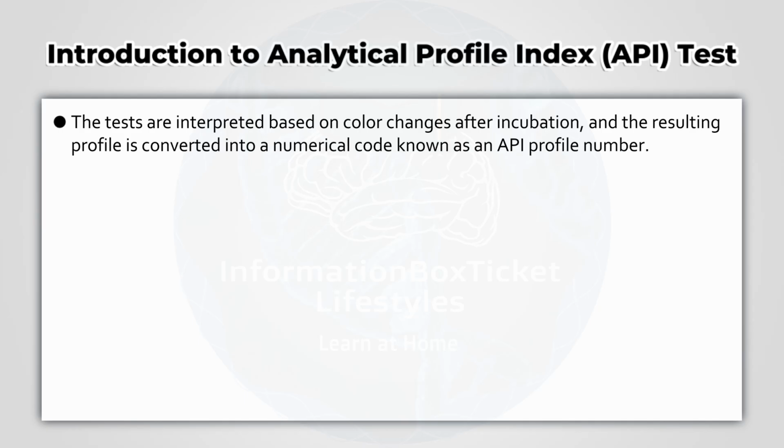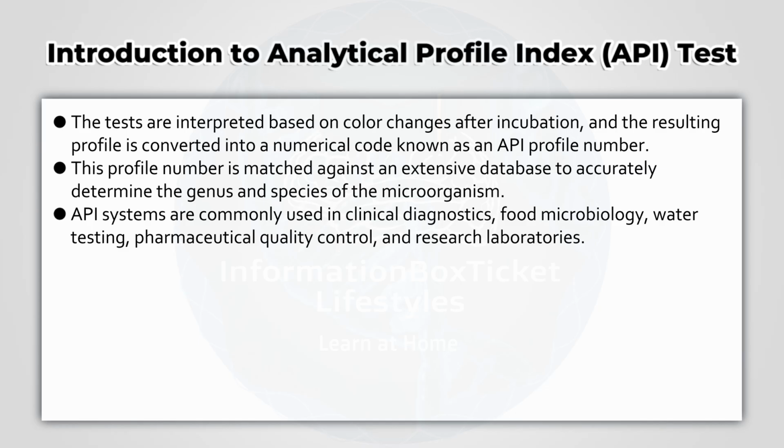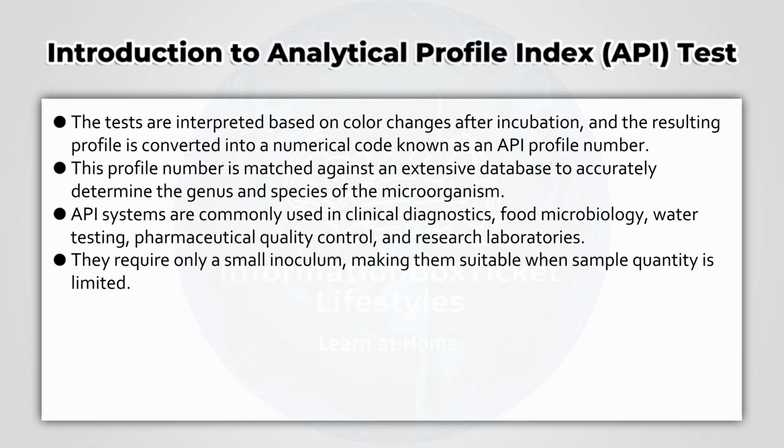The tests are interpreted based on color changes after incubation, and the resulting profile is converted into a numerical code known as an API profile number. This profile number is matched against an extensive database to accurately determine the genus and species of the microorganism. API systems are commonly used in clinical diagnostics, food microbiology, water testing, pharmaceutical quality control, and research laboratories. They require only a small inoculum, making them suitable when sample quantity is limited.